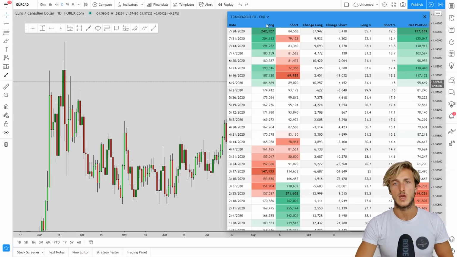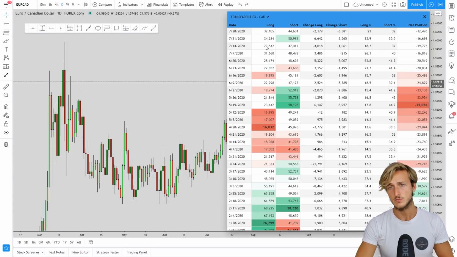And if we go and see what we had from a CAD perspective, we can see that longs increased from 16K all the way up to 32K and shorts actually decreased. So the CAD is definitely being bought.